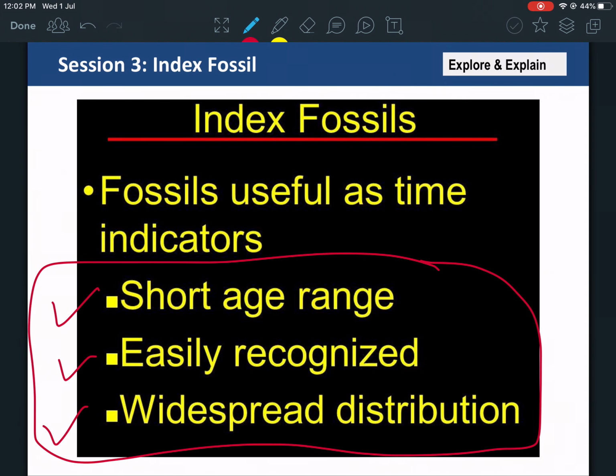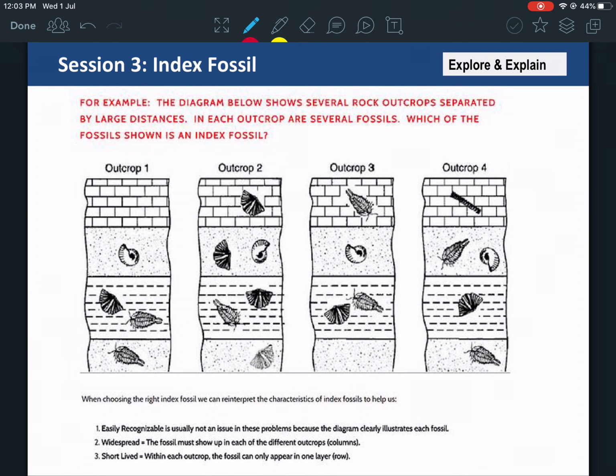So first one is it's short age range. That means it doesn't exist here, here, here, and here. It only exists once. Okay, so like for example, this one, it exists here and here. This one cannot be an index fossil. Why? Because it exists in two places in the same area. So these are different areas.